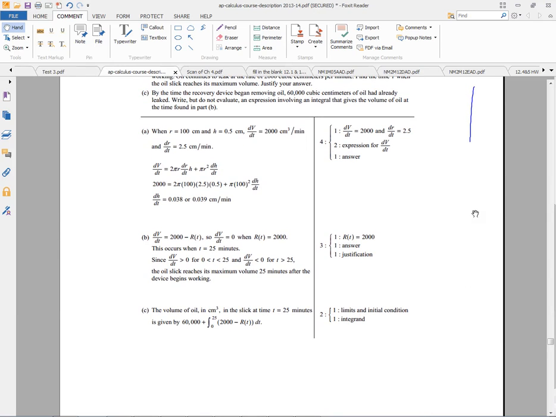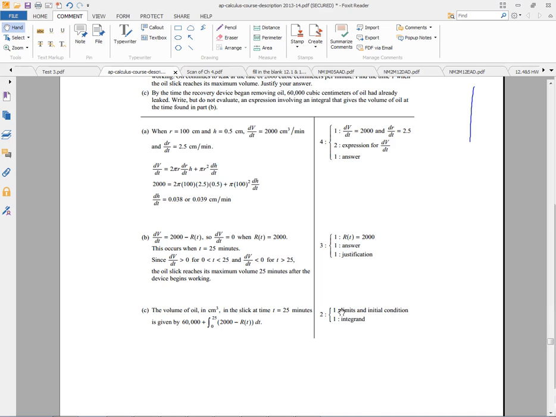See, they took a little bit of a different approach. They made the overall rate of change of volume function one function, where they take 2,000 minus R of t. But if you separate this into two different integrals, you'll get what we got, 2,000 times 25, right? That's how much you add, and then the integral from 0 to 25 of R of t will be how much is being taken out.